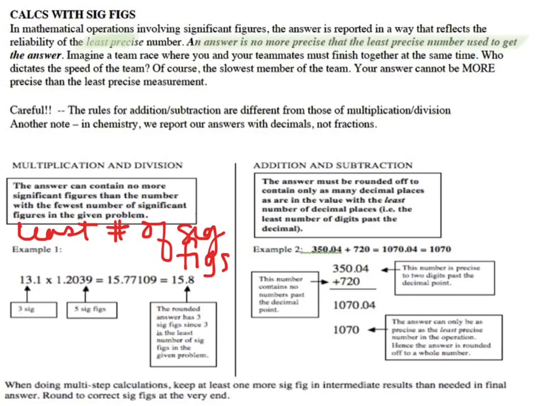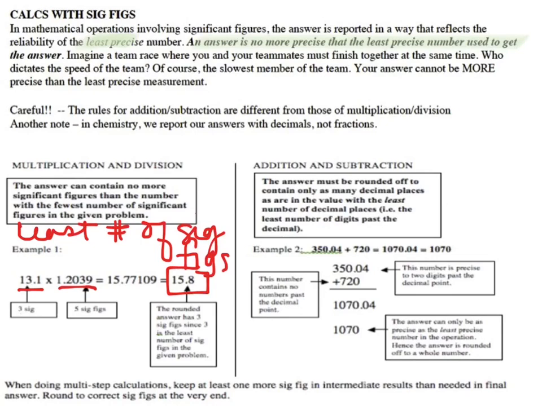So here we have 3 sig figs. In this one, we have 1, 2, 3, 4, 5 sig figs. We get that answer, what the calculator gives us. And then our overall answer has to go 3 sig figs. So the least amount.